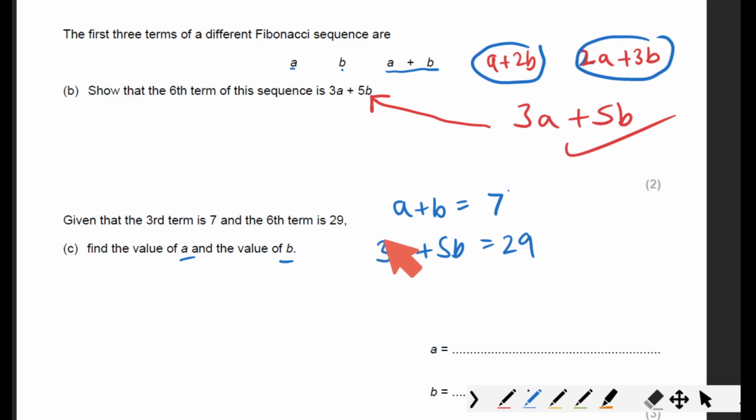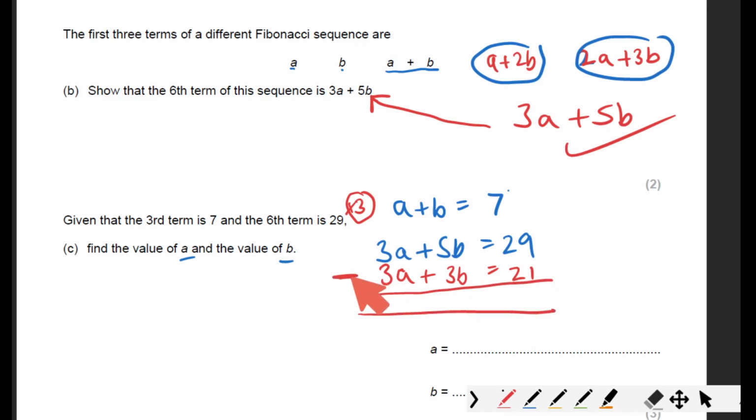Need to get rid of one of the letters, either the a or the b, it doesn't matter which one first. If I make this a into a 3a, I can subtract, and that will get rid of the a's. So if I times the top one only by 3, what will happen now? 3 times a is 3a, 3 times b, 3b. Don't forget this one as well, 3 times 7, 21.